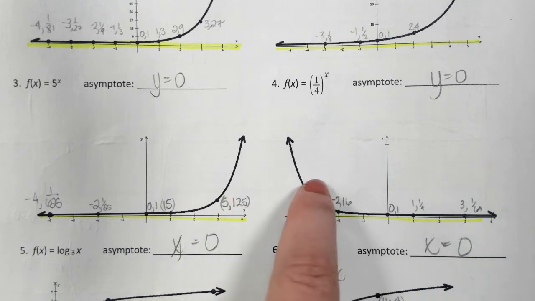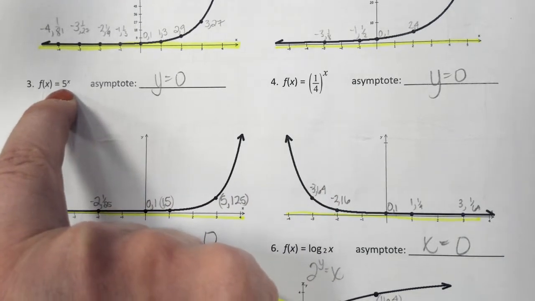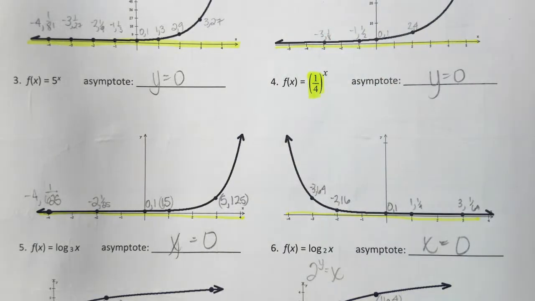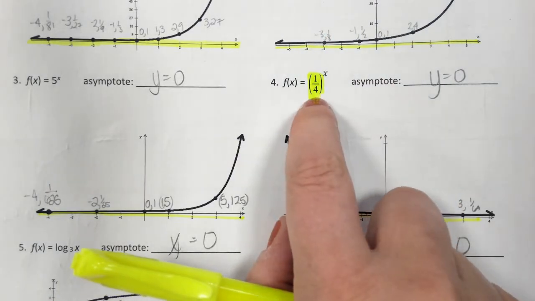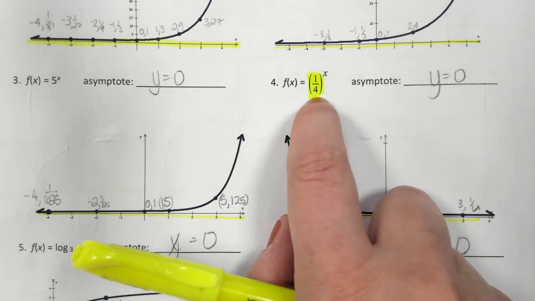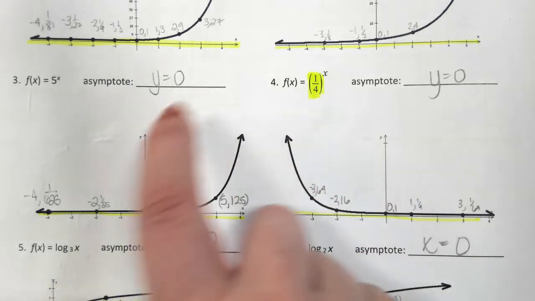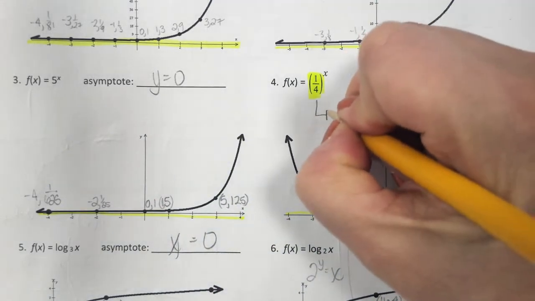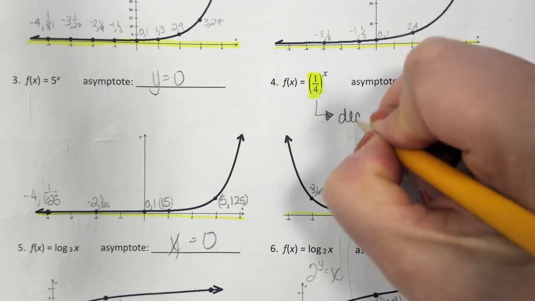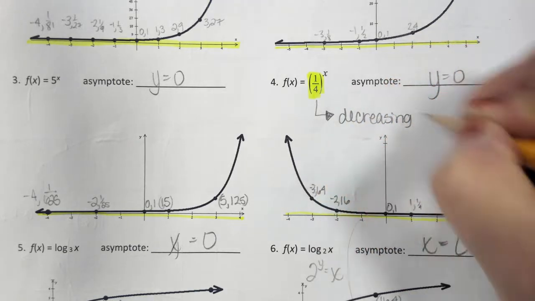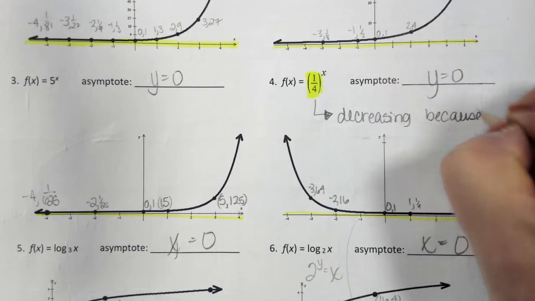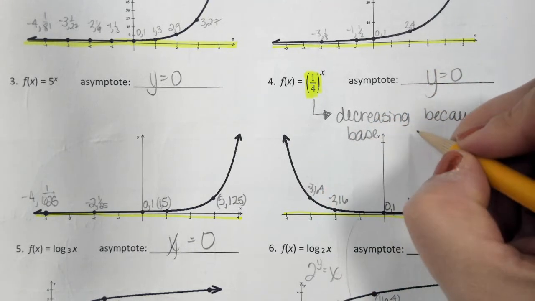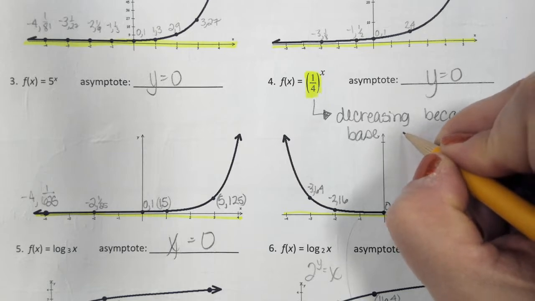The difference between these two is that this one has a base that's greater than 1, and this one has a base that is less than 1. Because this is a fraction, this is actually an example of exponential decay instead of exponential growth. This one is going to be decreasing because our base is between 0 and 1, right?